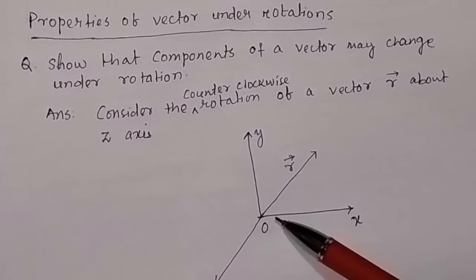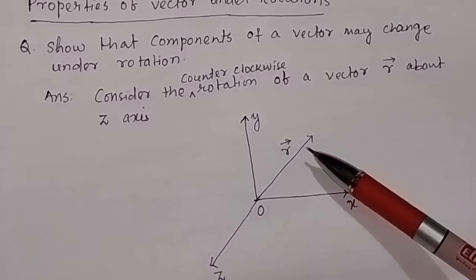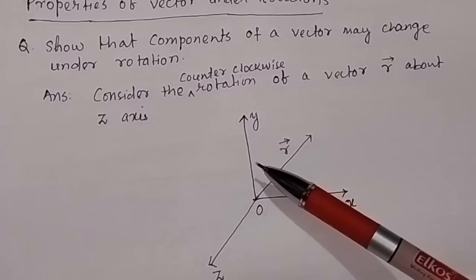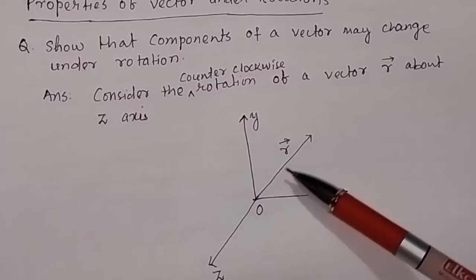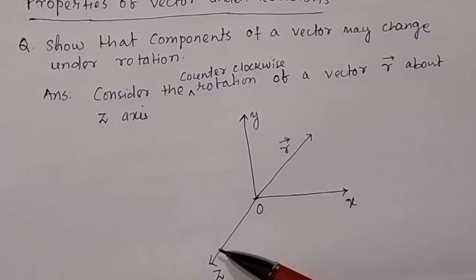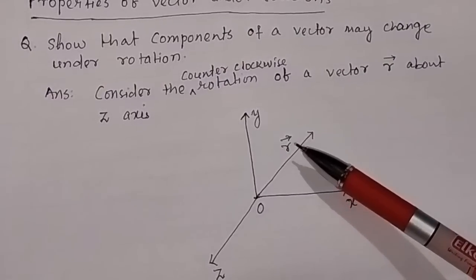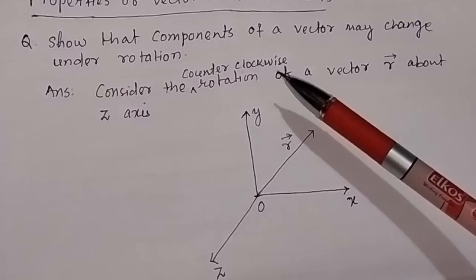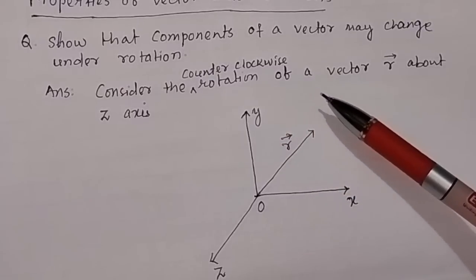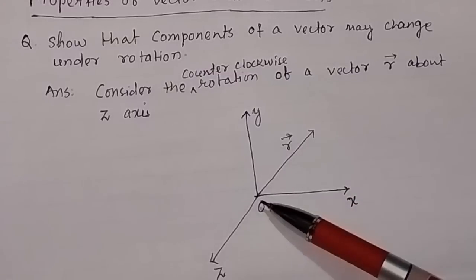Suppose you have a vector r, the position vector, in 3 dimensions, and the vector r has an x component, y component, and z component. Suppose the vector r rotates counterclockwise or anticlockwise. So consider the counterclockwise rotation of the vector r about the z axis.